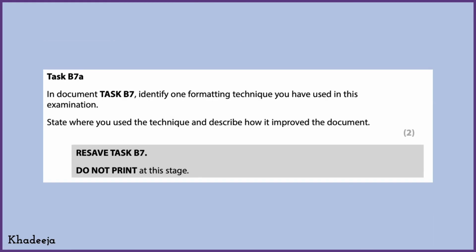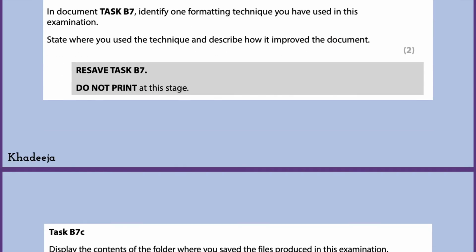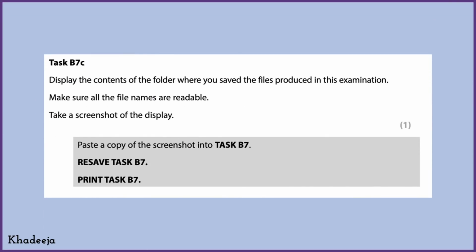Then we have some more similar questions where they're asking you to state the technique you used, the formatting technique you've used before, and how it improved the document. This is all done in Word, Microsoft Word as well, and these are all explanatory questions, not exactly practical. And then this is one of the last questions that comes in the exam. Sometimes it comes, sometimes it doesn't, but it's always at the end.